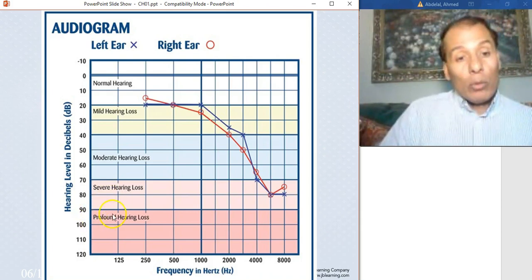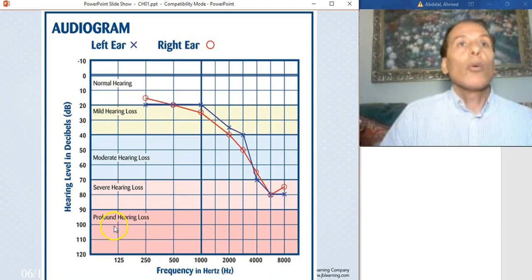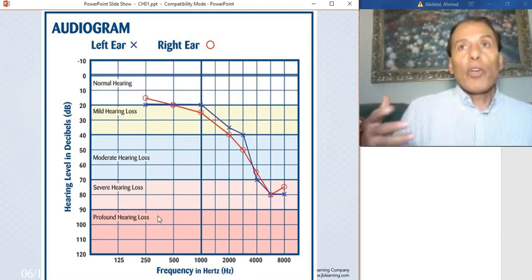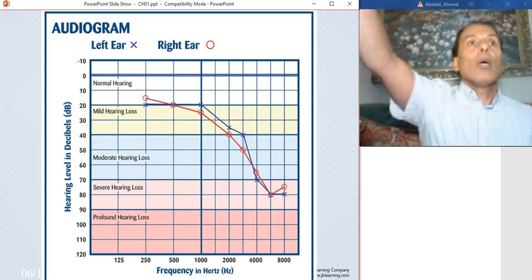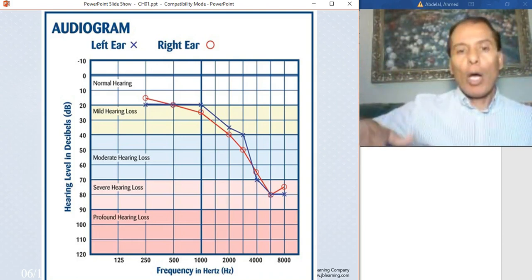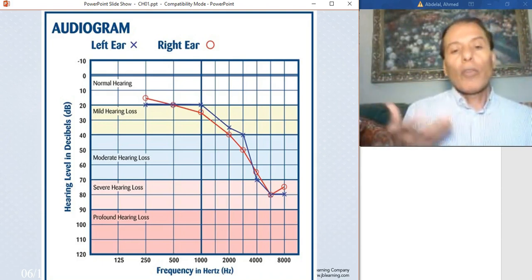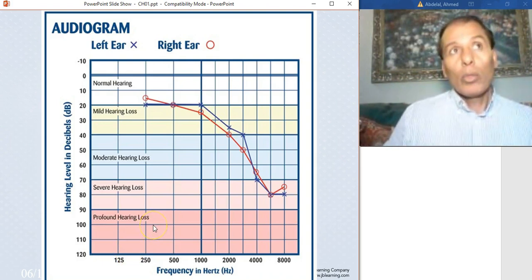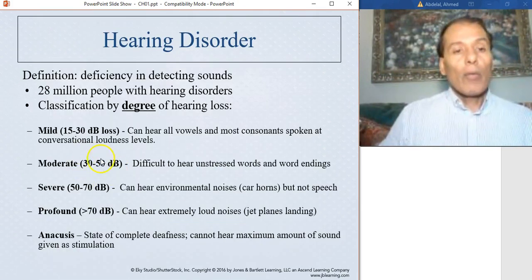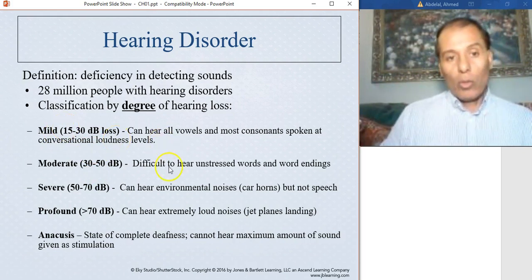But profound, which is basically anacusis, means lack of hearing. Profound basically means there is no hearing. They can feel the vibration. The sound becomes so loud, like someone outside in a car playing music so loudly that in your house you feel the house shaking and you can feel the vibration with your feet. Then the person feels these vibrations. They would detect the sound this way, but they will not be able to hear anything. So these are the levels of hearing loss, and each one has its own limitations.